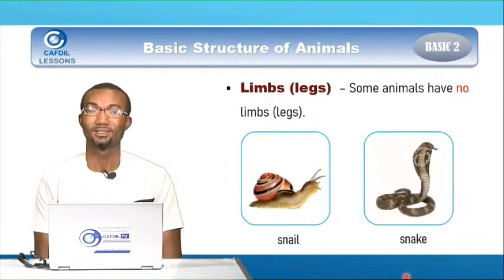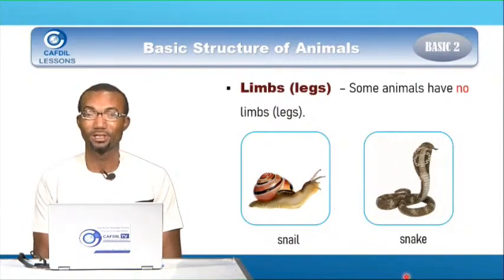Kids, interestingly, some animals have no limbs at all. They have no legs. They have just the body, the head, and then the trunk. An example is a snail. Snail has no legs. A snake has no legs. So a snail and a snake, they have no limbs.